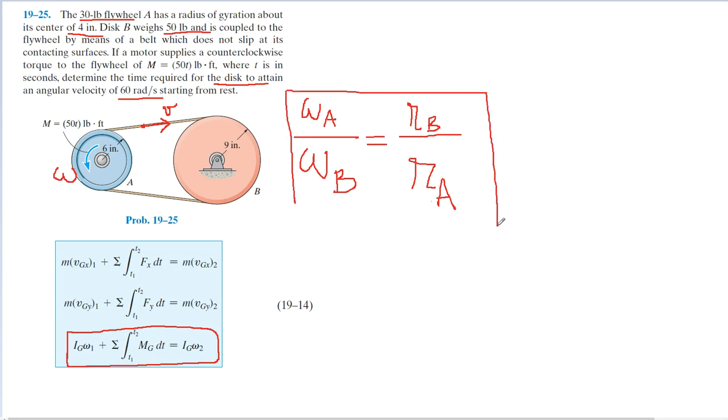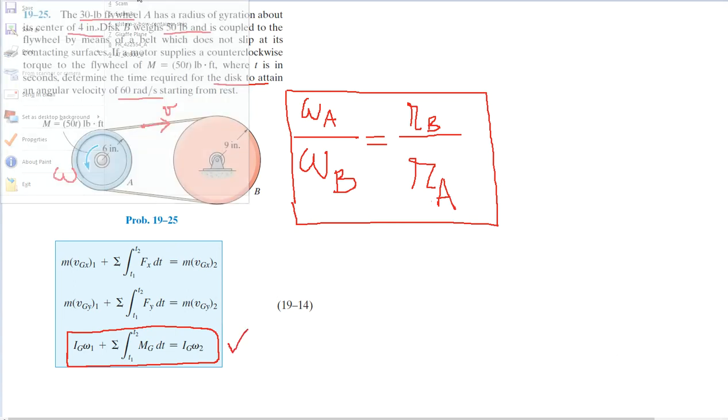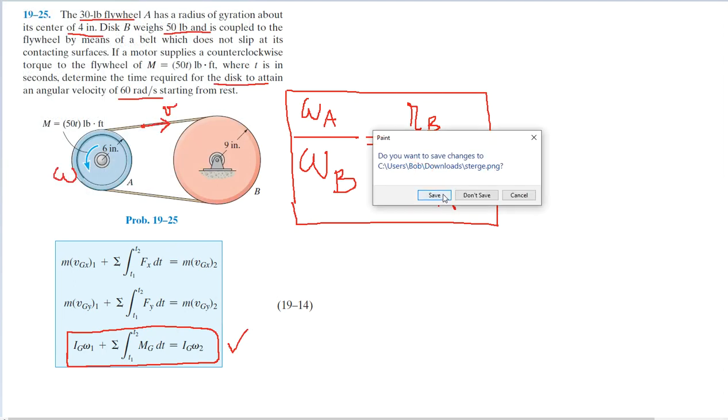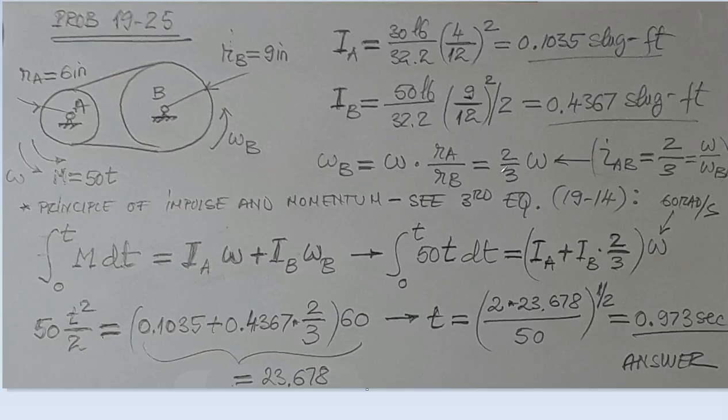Velocity of the belt is the same as the tangential velocity of the disk, of the flywheel and of the disk. And again, we're going to use this equation. So let me bring up the problem, the way I solve it. Let's say yes. And I use the notation omega, and I assumed in my solution that we are going to calculate the time until omega gets to 60 radians per second, not omega b, but that can be corrected.